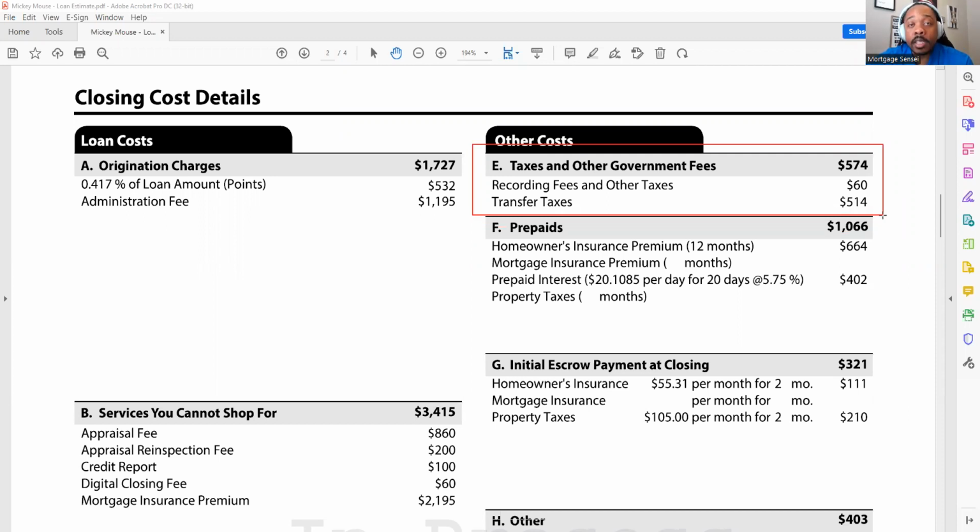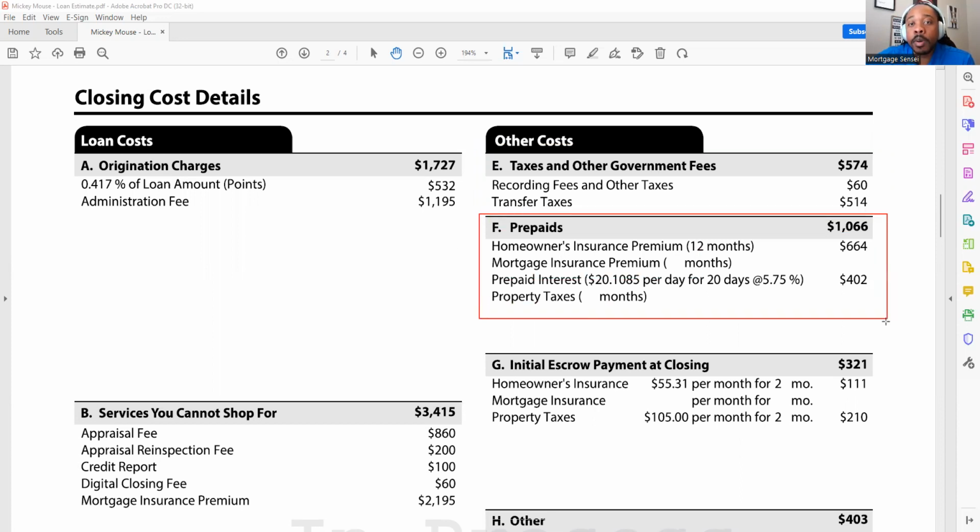Each state is different. Each county is different. Again, this is specific to this loan program. I know in some areas, the number goes up substantially. Places like Florida, one of the states that I'm licensed in, I see that a lot. So, just be aware of your tax situation for your area. That way you don't get caught off guard with funds that's needed at closing.